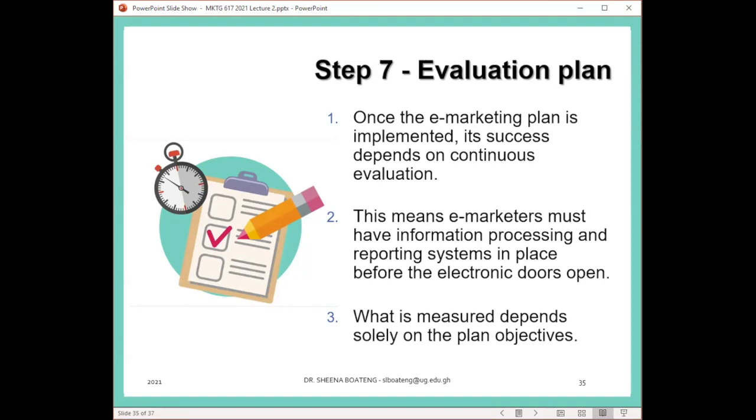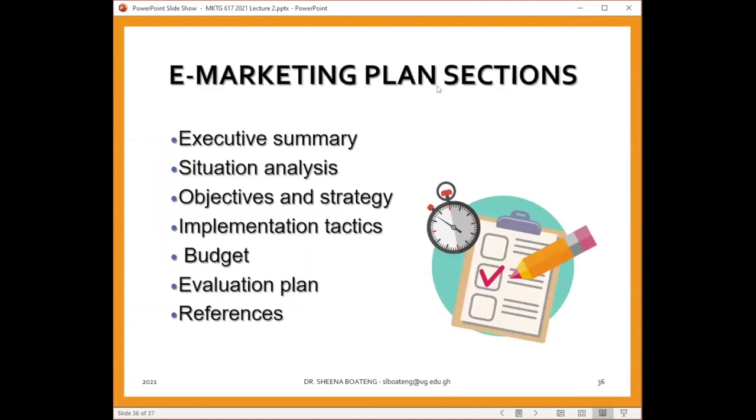But what you put into this evaluation plan depends solely on the objectives that you had in the beginning of the e-marketing plan, because that is what will tell you what to measure and monitor, so that you can determine whether or not you're on course towards achieving your e-marketing objectives. And with that, we've come to the end of the 7 stages that help us to develop the e-marketing plan. So what are the various sections that must appear in an e-marketing plan?